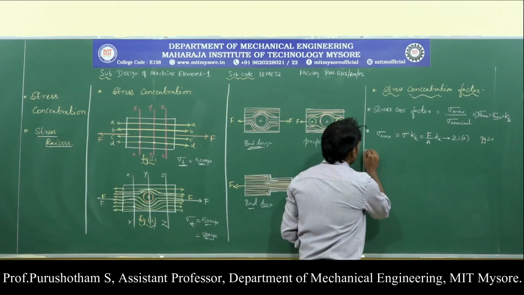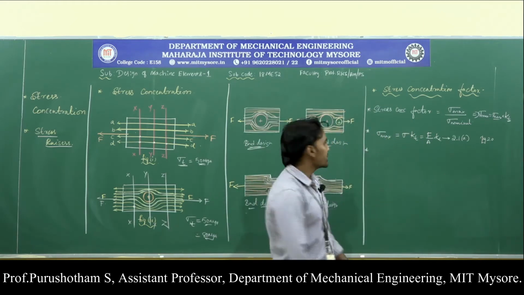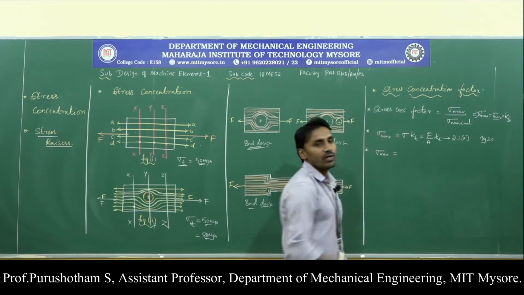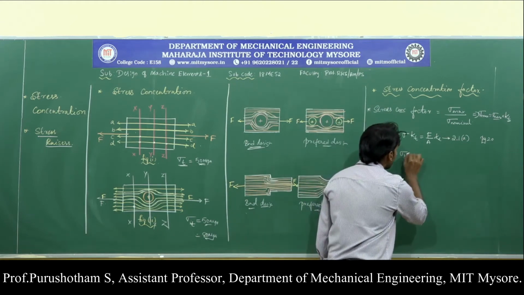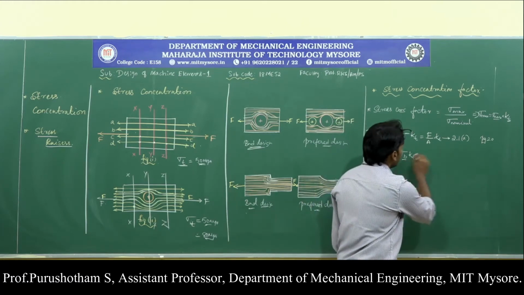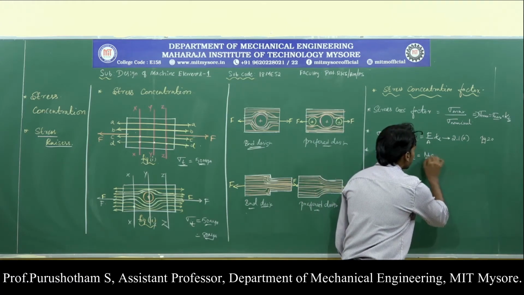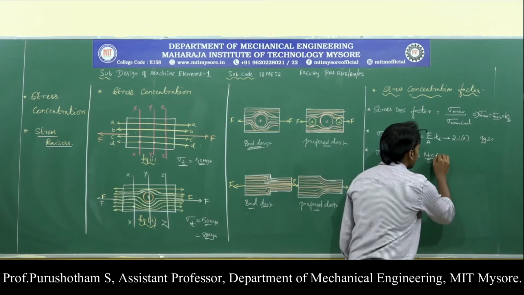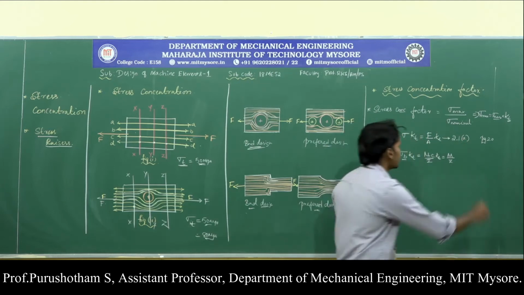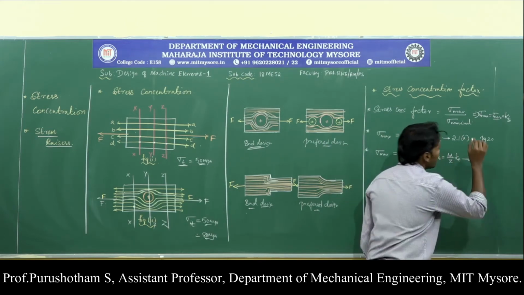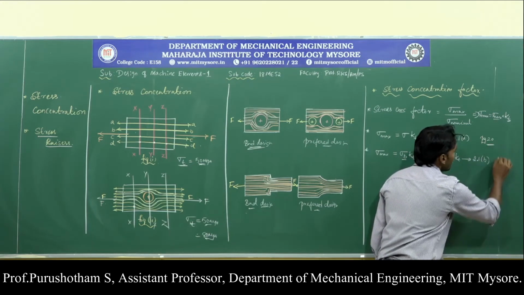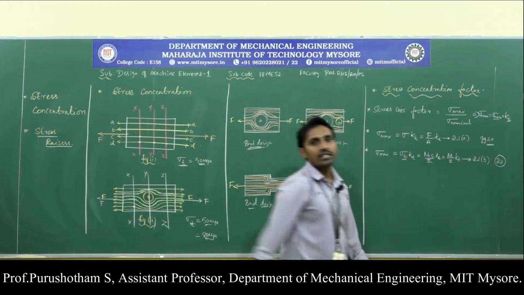When the material is subjected to bending stress, the maximum stress induced in the material is given by sigma b into KT. As we know, the bending stress sigma b is M into c by I into KT, or we can say M by Z, that is the sectional modulus, into KT. This is also available in the data handbook, equation number 2.1b, page number 20.